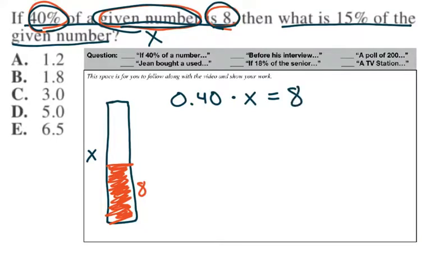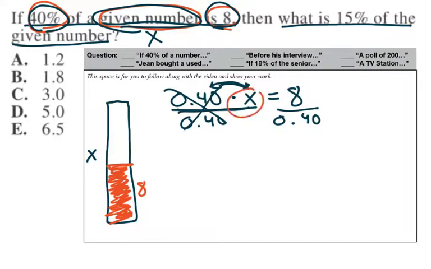Now we can just solve this with algebra. I have 0.40 being multiplied by x. I can undo that by dividing by 0.40 on both sides. This cancels out because we are multiplying and then dividing, so it undoes it, and we are just left with x. So x is 8 divided by 0.40. On your calculator, go ahead and type that in. I'll type it in on mine. 8 divided by 0.40, and I get 20.